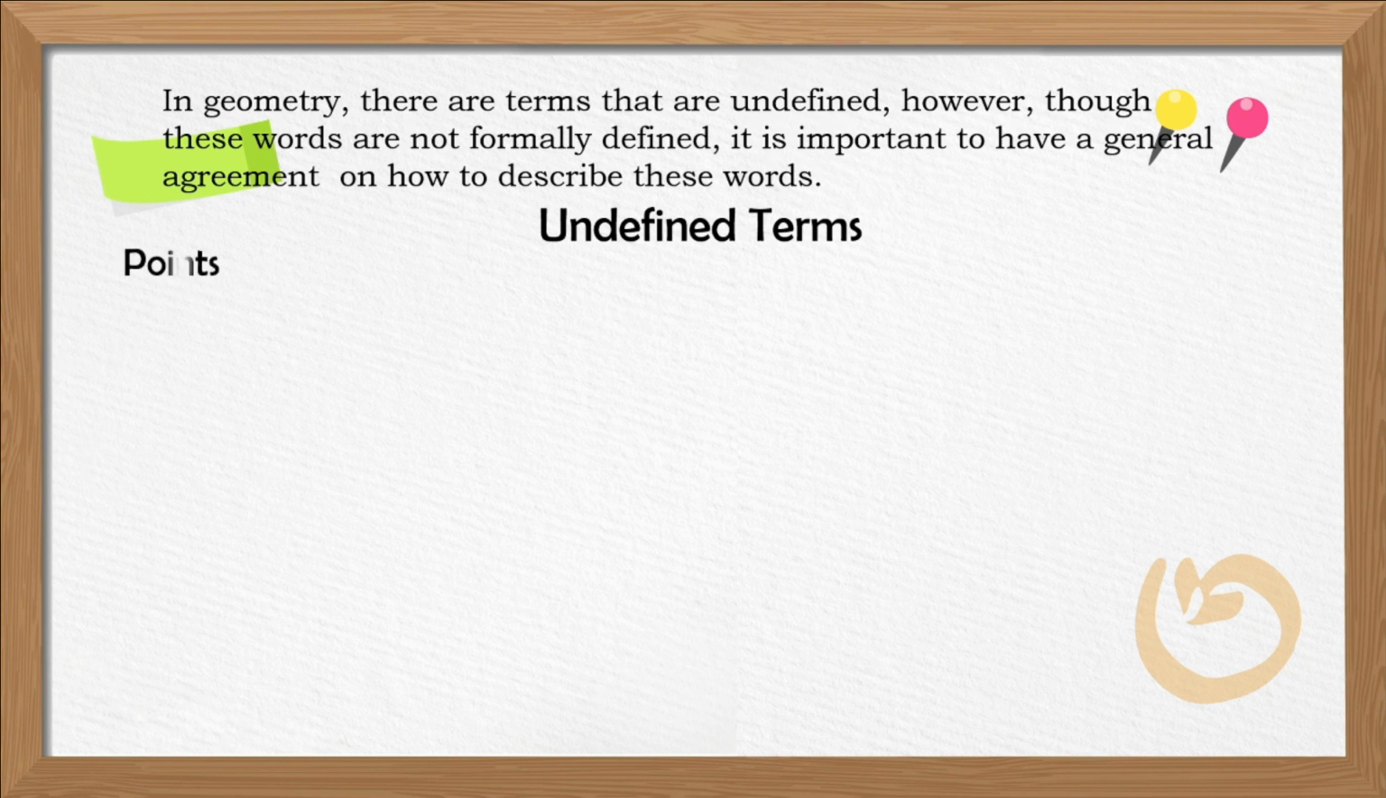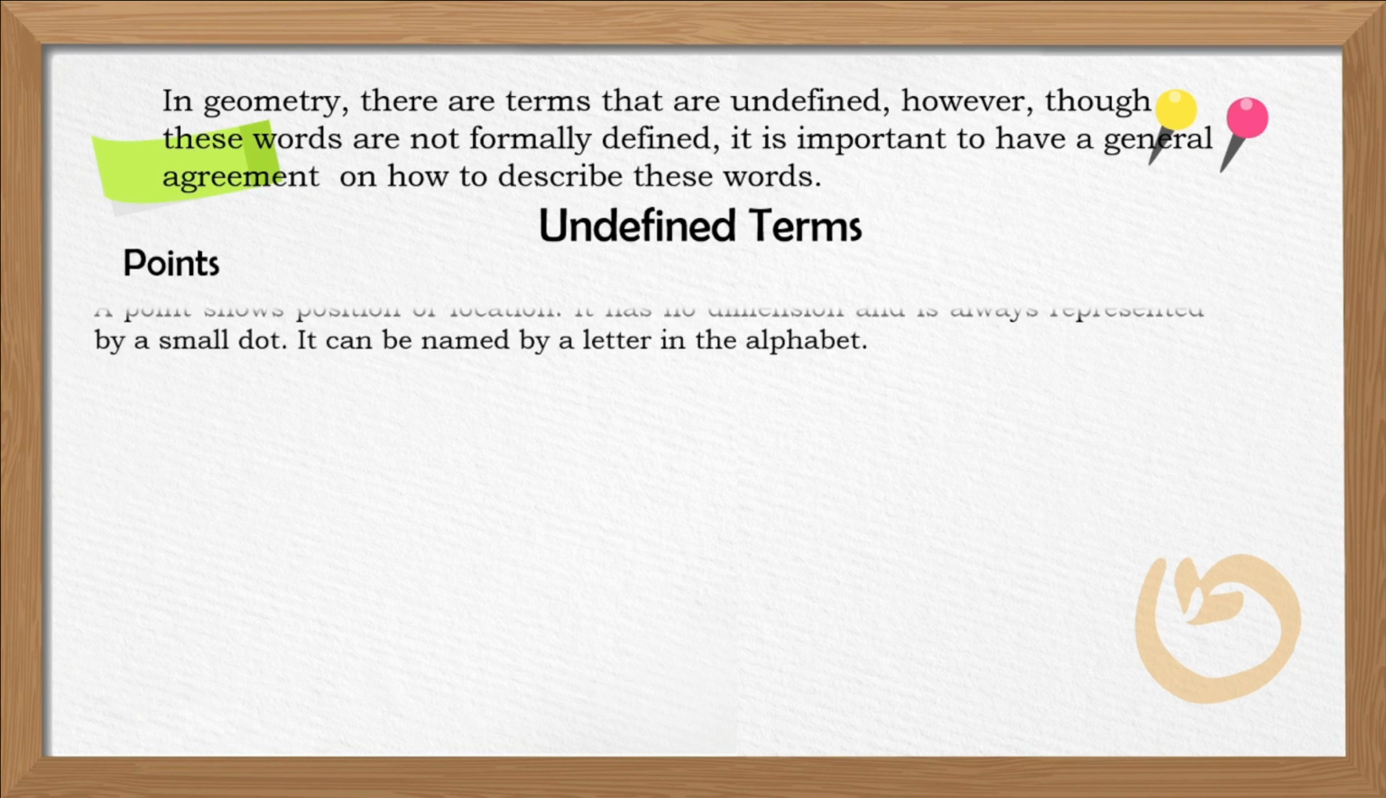Okay, so we have points. A point shows position or location. It has no dimension and is always represented by a small dot. It can be named by a letter in the alphabet.